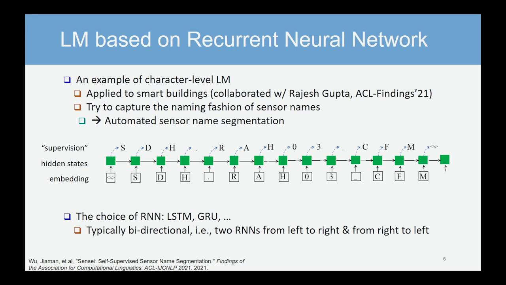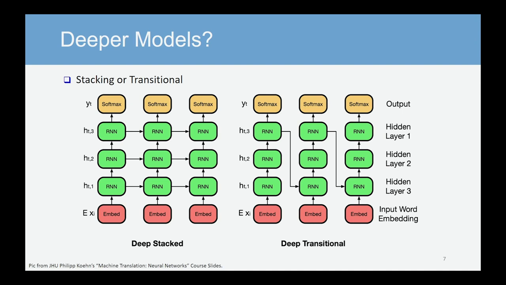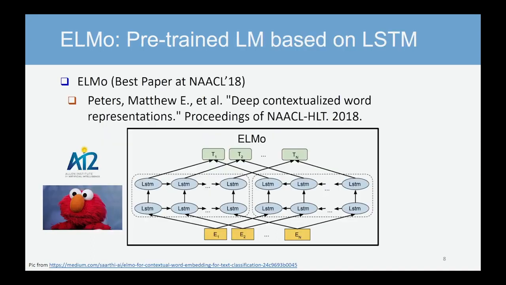When we scale it to human language, we definitely need more complicated models. There are different ways to scale up the recurrent neural network. You can stack it, or follow a translational manner, and stacking is more popular. The very first pre-trained neural network language model is called ELMo. It was first developed by the Allen Institute of Artificial Intelligence. It's a bidirectional, stacked, long short-term memory neural network model, and it got the best paper award at the North American ACL conference in 2018.